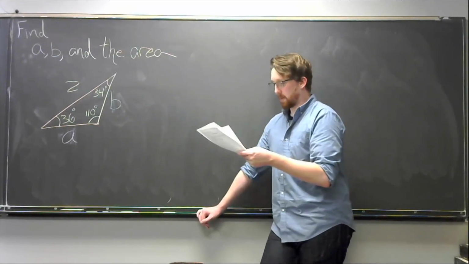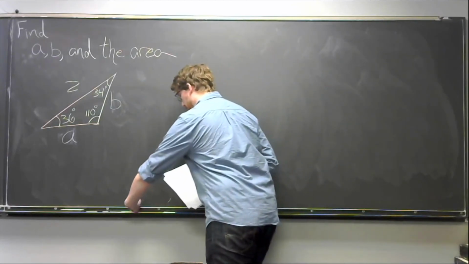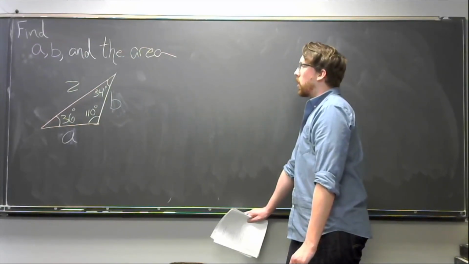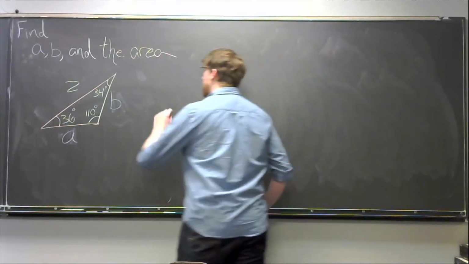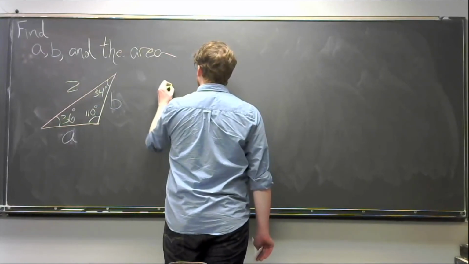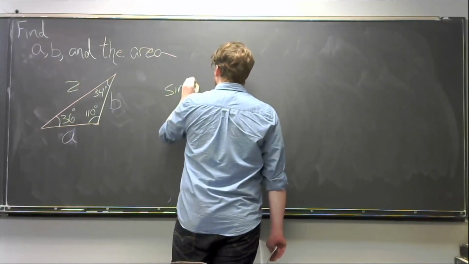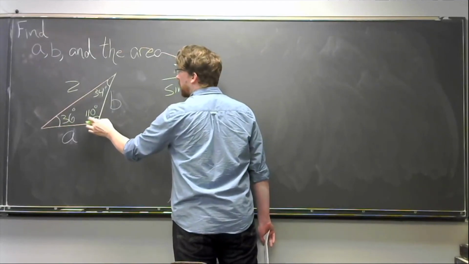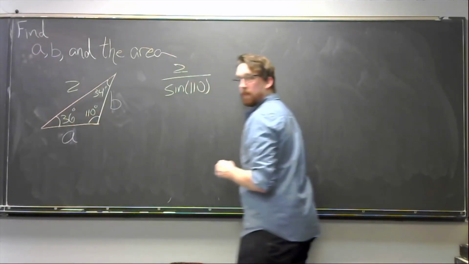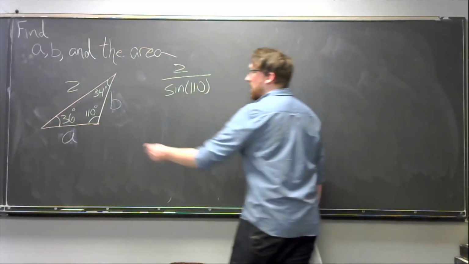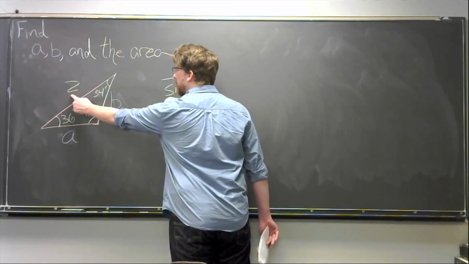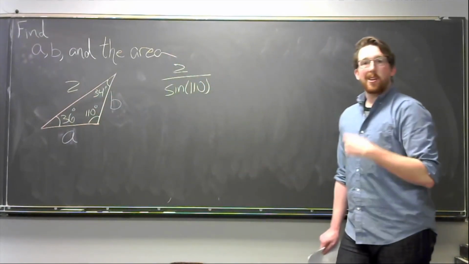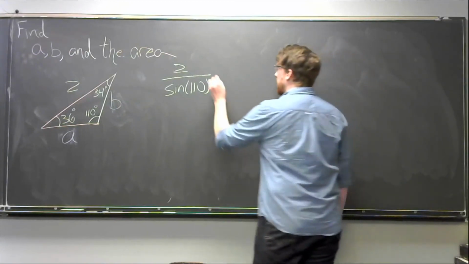Having said that, let's get back to this problem. So, to find the length of A and the length of B, we want to apply the law of sine. Now remember, what the law of sine tells us is that the length divided by the sine of the angle opposite of them are all equal. So in this case, since we know 110 degrees and we know the length opposite to it is 2, and we know what all the other angles are, we can set up relationships to find out what A and B are. So let's look at this.